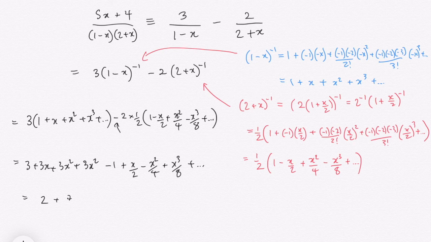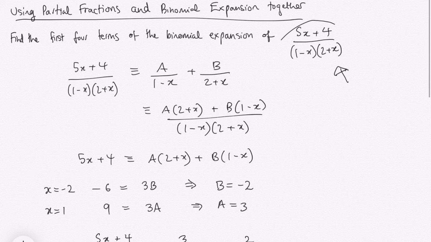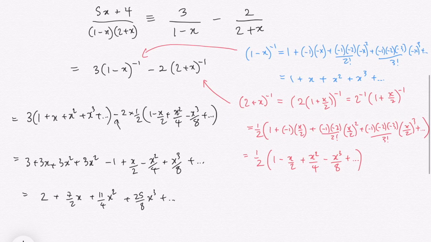which is then equal to 2 plus 7 over 2 x plus 11 over 4 x squared plus 25 over 8 x cubed plus higher order terms. And that is our binomial expansion for this expression here.